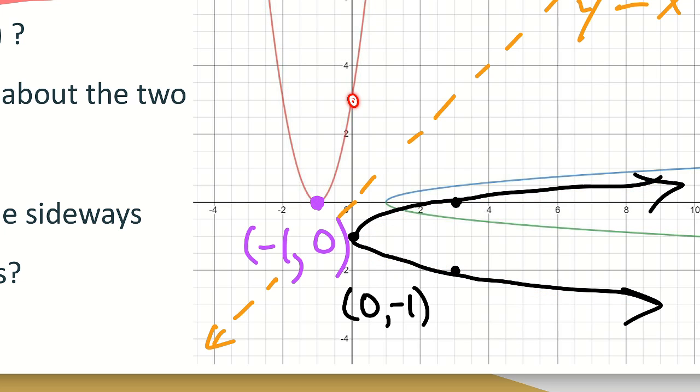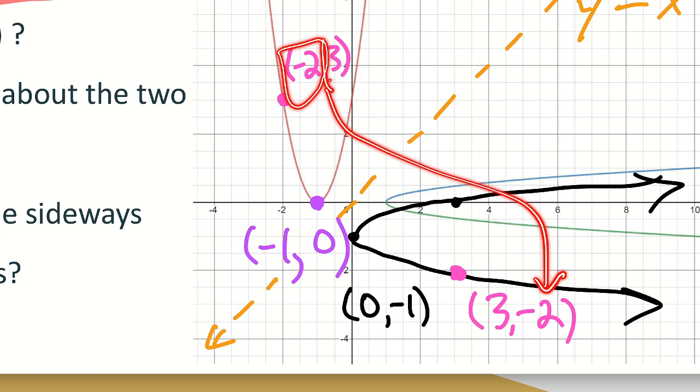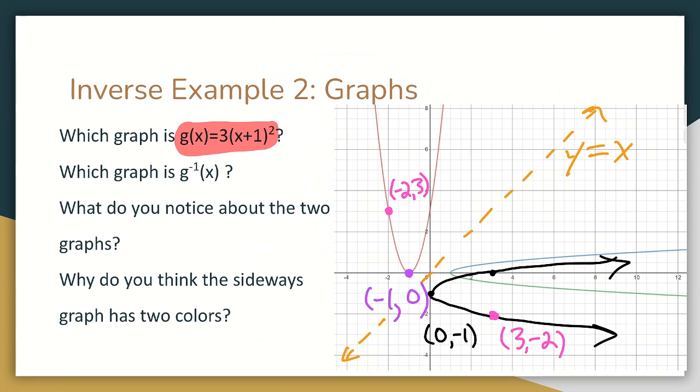So here, I'll do this pink color. Here we have the point negative 2, positive 3. That means that the point 3, negative 2 has to be on the graph, because we take the x part, we move it into the y position, we take the y part, we move it into the x position. So that is how we take this point and invert it into that point. Questions?